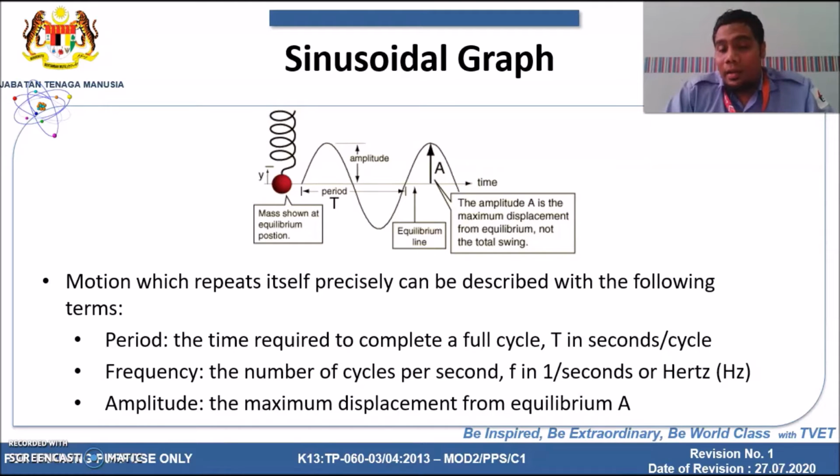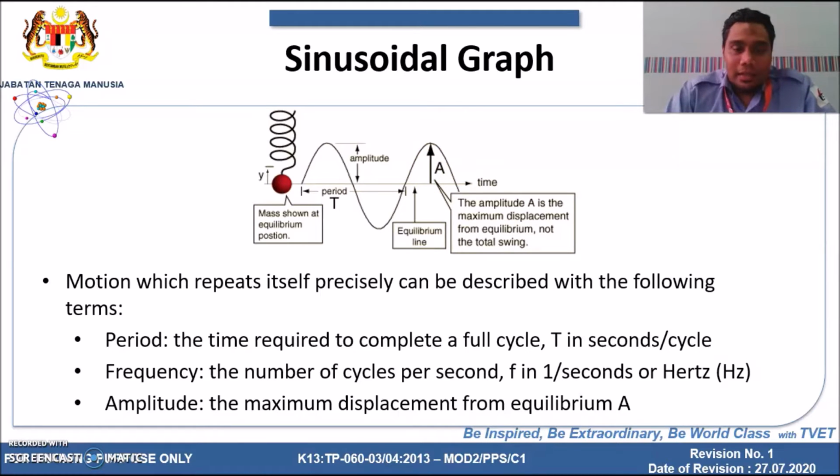5 Hz lah. So the unit dia ialah dalam Hz, frekuensi dalam Hz. Okay, the amplitude is the maximum displacement from equilibrium. Okay. Kalau tengok dalam gambar rajah tu ialah amplitude dia. A is the maximum displacement from equilibrium.